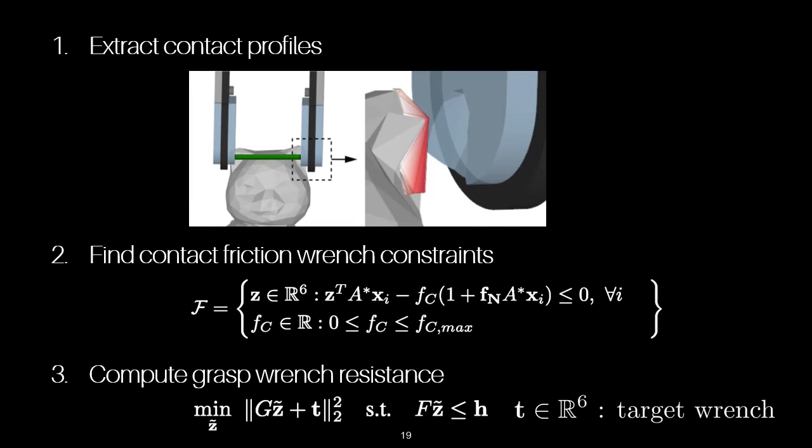To incorporate these 6D friction cone constraints into a grasp planning pipeline, we first efficiently extract the contact profile using a constructive solid geometry intersection. We then construct the 6D friction cone for the contact, convert the cone constraint into a set of linear constraints, and finally, solve a wrench resistance quadratic program that determines whether the contacts can resist a target wrench such as gravity.